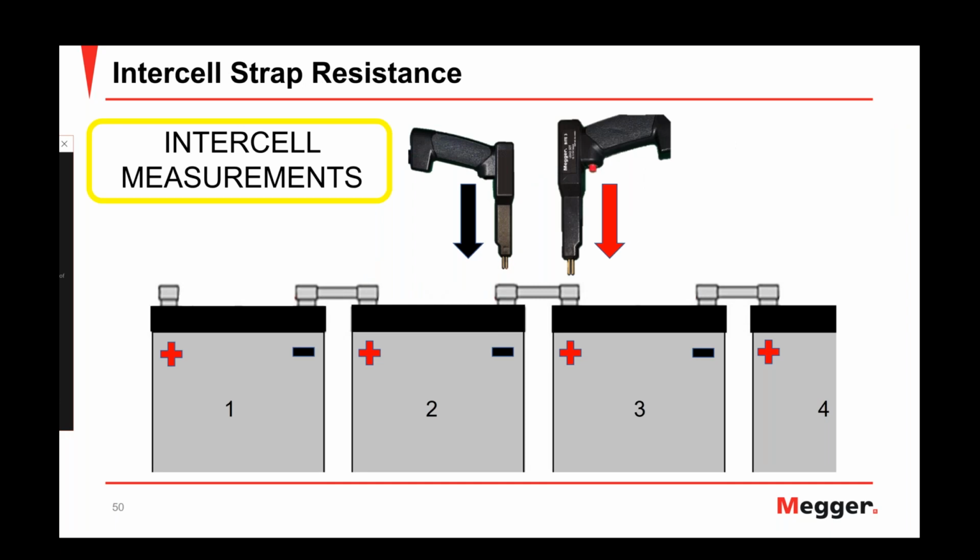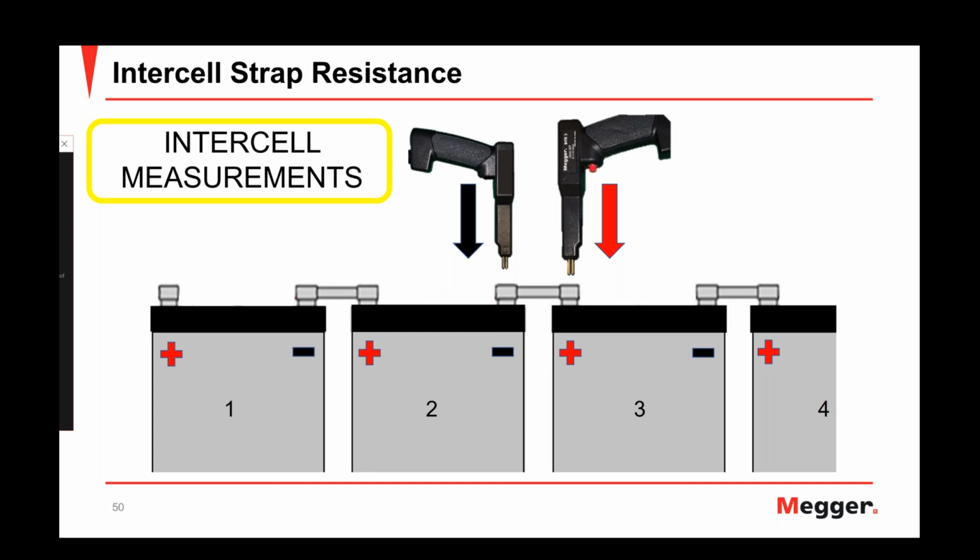Now let's take a look at the intercell strap resistance measurement. It's going to be, again, in the same manner as we used for the BITE 2P. You're going to leave that black probe on the negative post of the cell that you just measured, and then you're going to move the red probe to the positive post of the following cell. So in this case, we just measured cell number 2, and now we're going to measure the strap between cells 2 and 3.